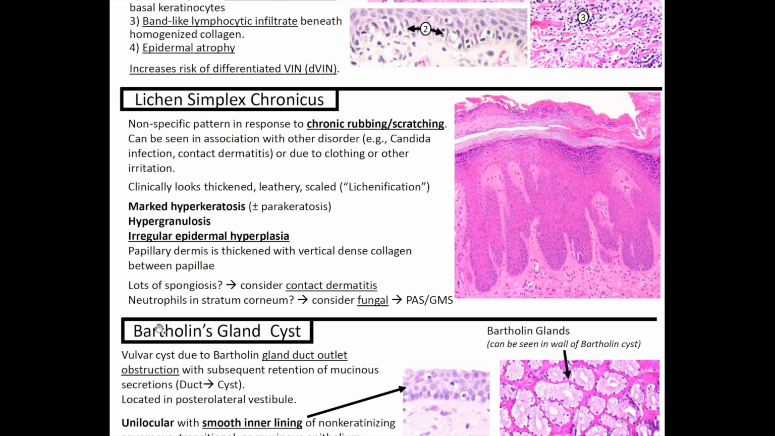Next up, moving right along, Bartholin's gland cyst. So these are vulvar cysts due to the Bartholin gland duct outlet obstruction with subsequent retention of the mucinous secretions. So obstruction of the duct leading to cyst. They are located in the posterolateral vestibule, and there is this unilocular cyst with smooth inner lining of non-keratinizing squamous, transitional, or mucinous epithelium. And on the right here we have these Bartholin glands, which can be seen in the wall of a Bartholin cyst.